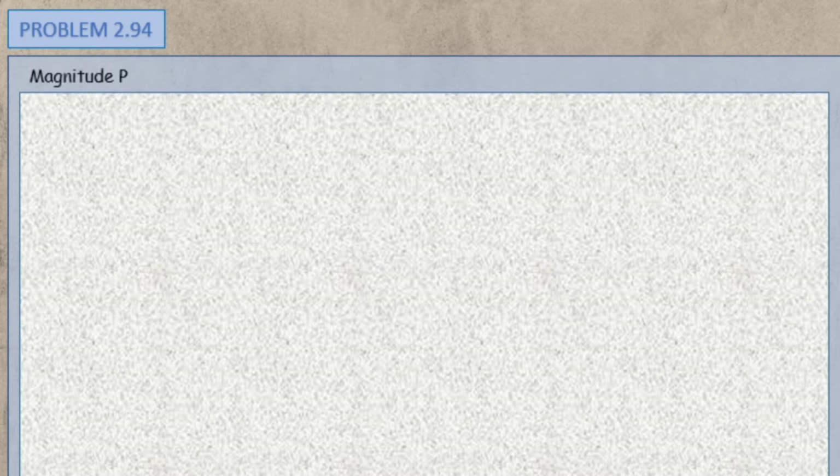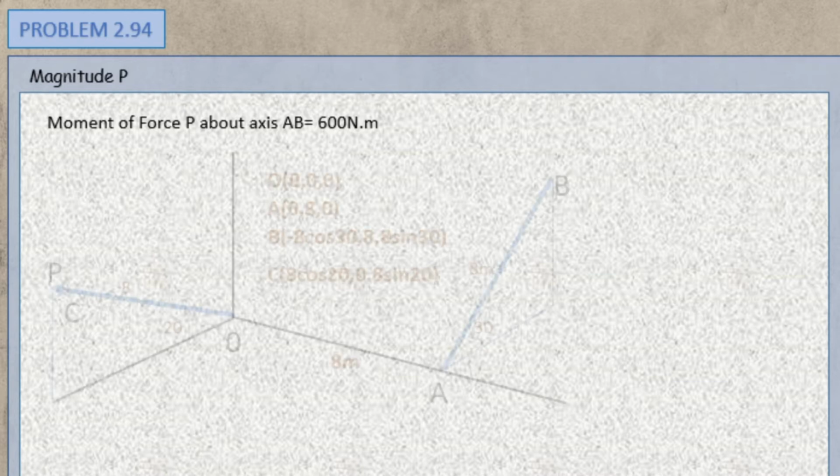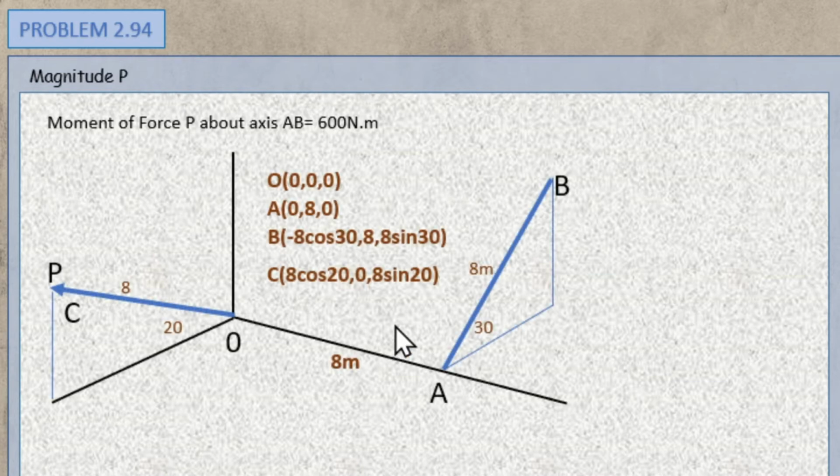Problem 2.94. So we have to find the magnitude P. We have given the moment of force P about axis AB equals 600 Newton meter. So how are we going to find our magnitude P based on this problem? The first step that we must do is to get all the coordinates of our points.